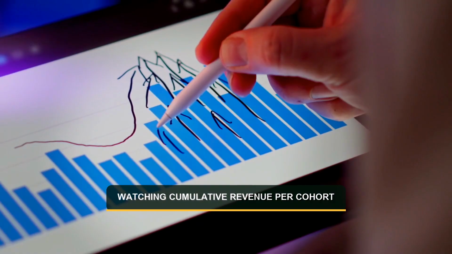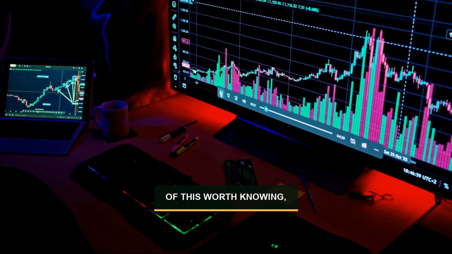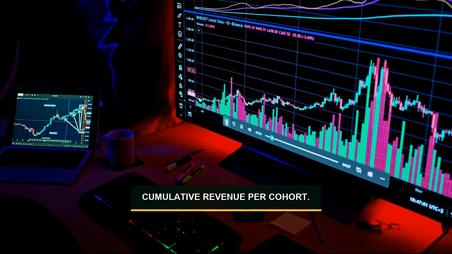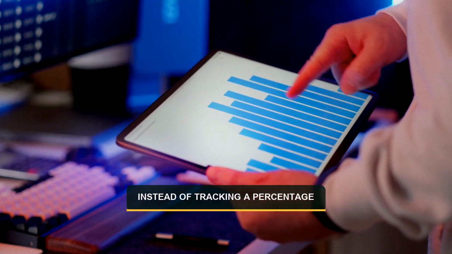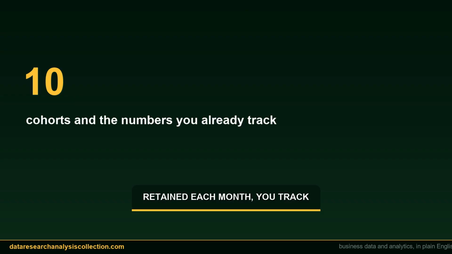Watching cumulative revenue per cohort. There is one more version of this worth knowing. Cumulative revenue per cohort. Instead of tracking a percentage retained each month, you track the total dollars that cohort has paid you so far, added up month after month.